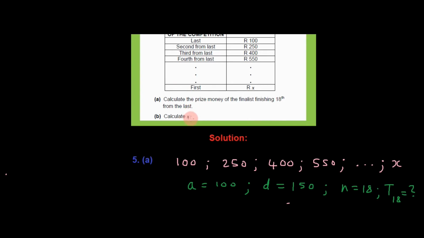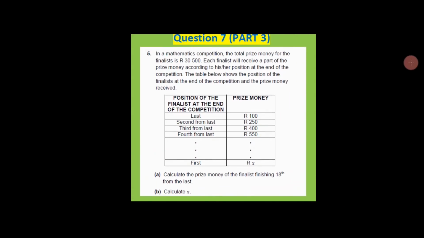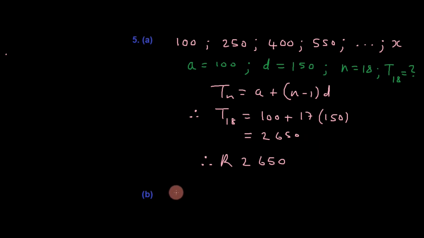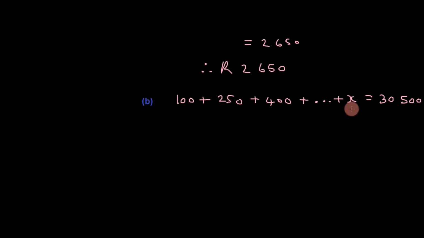In the second part of this question, in part B, we need to calculate x. In other words, the prize money that the student who comes first will receive. Now, we know that the total prize money available is 30,500. So essentially, the series 100 plus 250 plus 400 plus all the way up to x must come to 30,500. And we need to find x, the last term. In order to find x, we need the number of terms first.